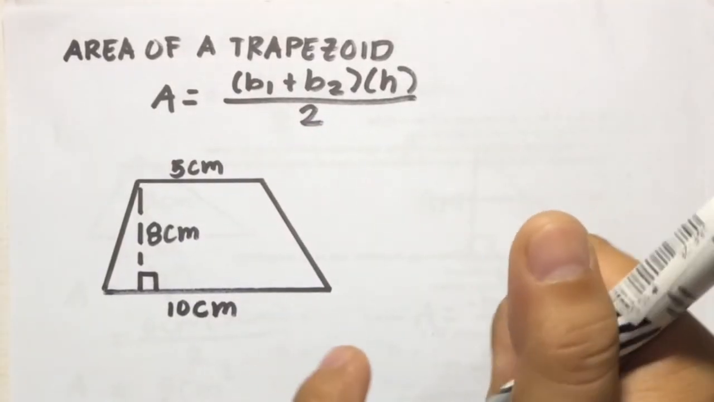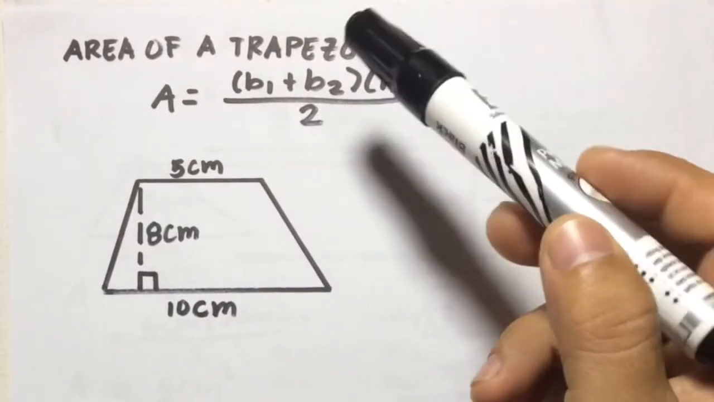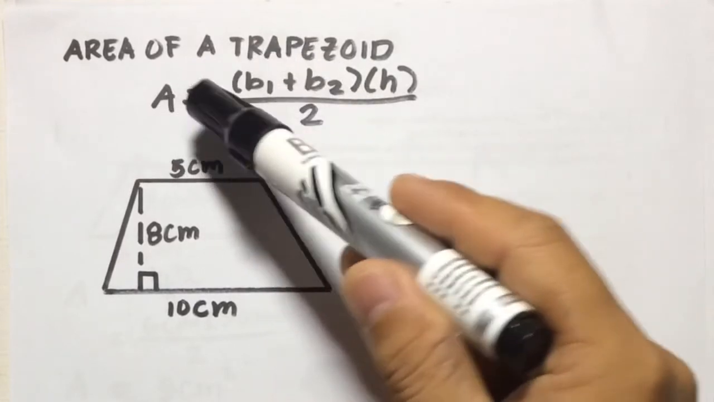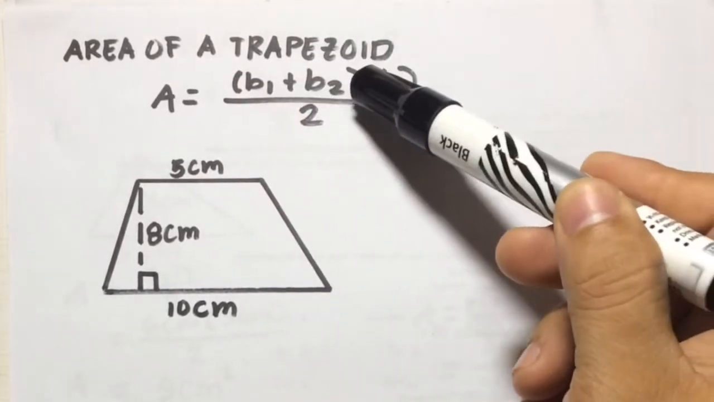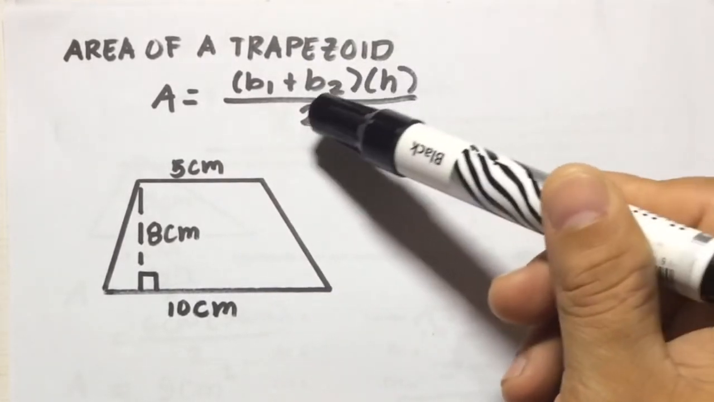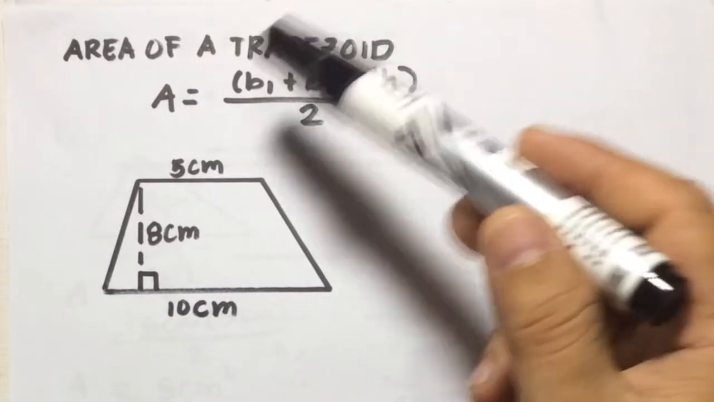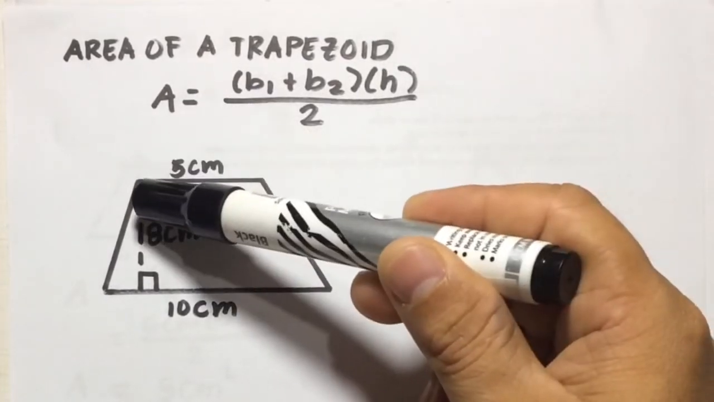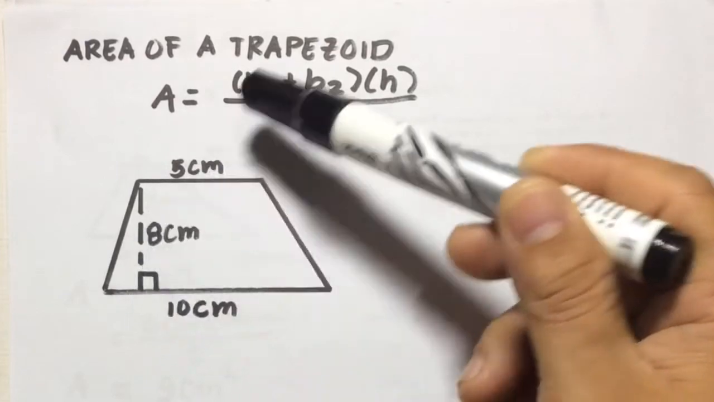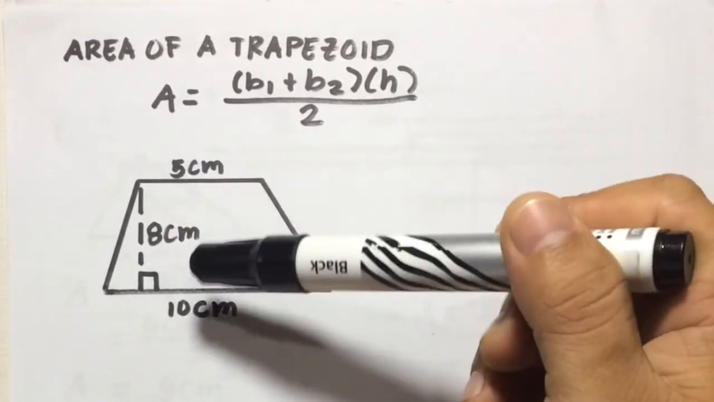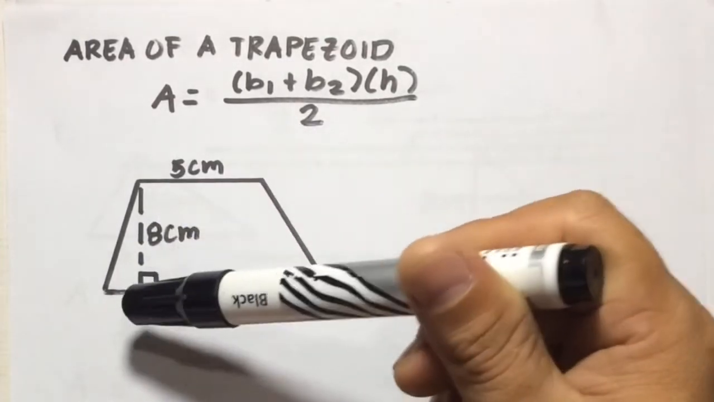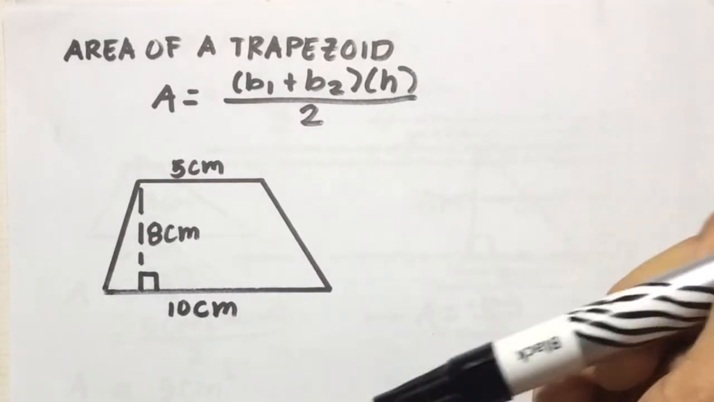Next is area of a trapezoid. Area of a trapezoid is given by A equals quantity of base 1 plus base 2 times height divided by 2. So the height in this figure is 8 centimeters, and the bases, base 1 and base 2, will be 5 centimeters and 10 centimeters.